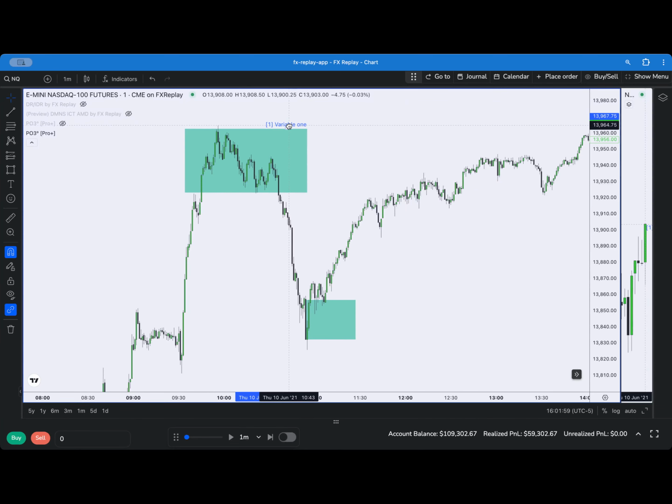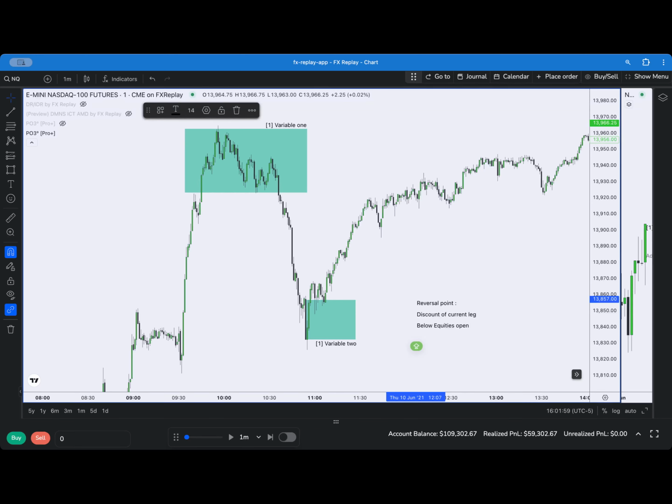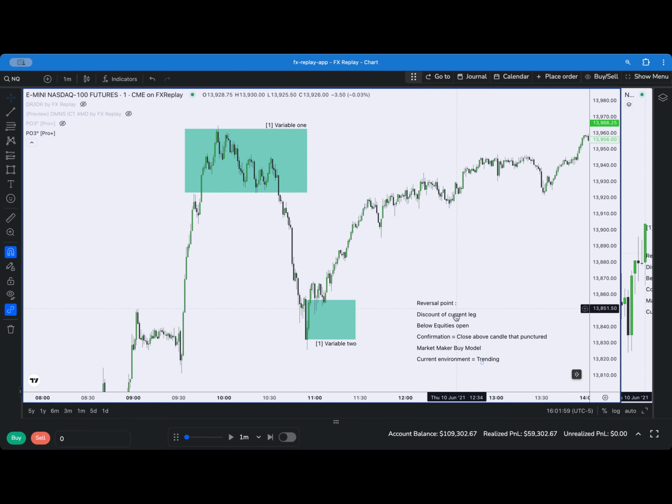Just as if you were marking out an actual chart, right? Variable 1, variable 2, and then I write reversal point, discount of current leg, below equities open, confirmation, close above candle that punctured, market maker buy model, and then I write current environment equals trending. So I have a couple of things here.